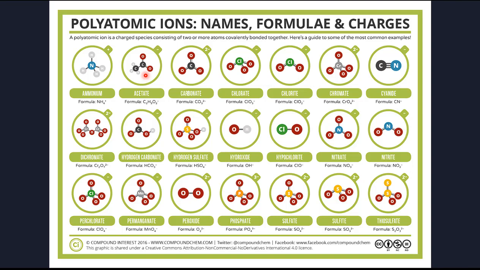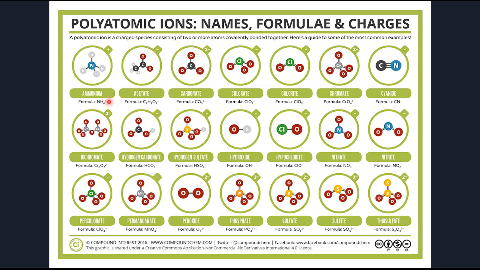All right, finally, sometimes we have charges on things that are not just a single atom or element. Sometimes we have what's called polyatomic ions, and polyatomic ions are charged species that consist of 2 or more atoms covalently bonded together. So this table sort of gives you the most common.